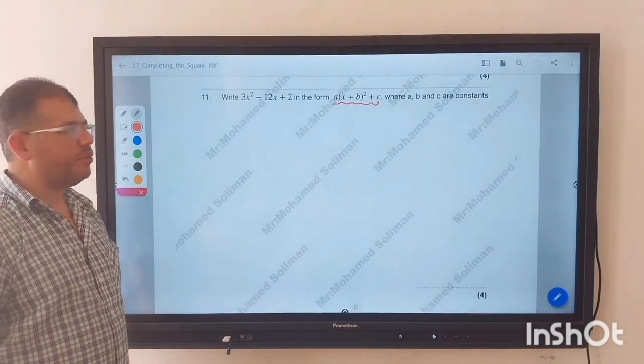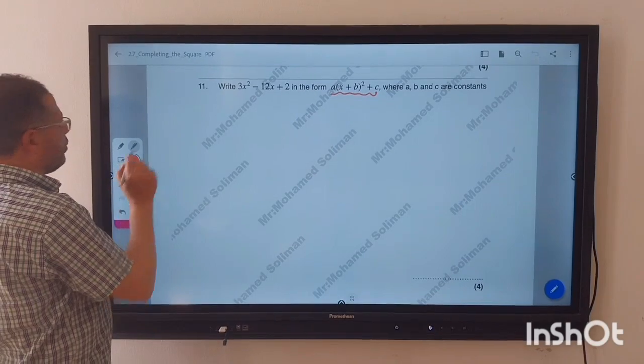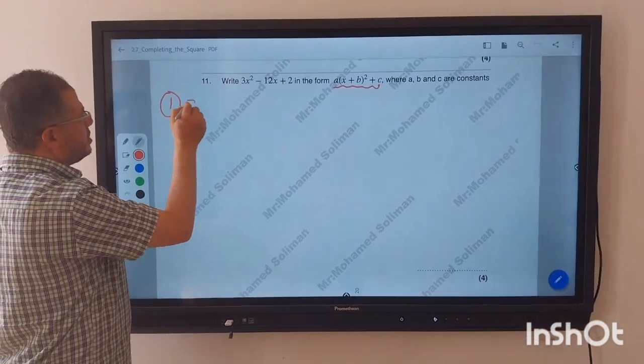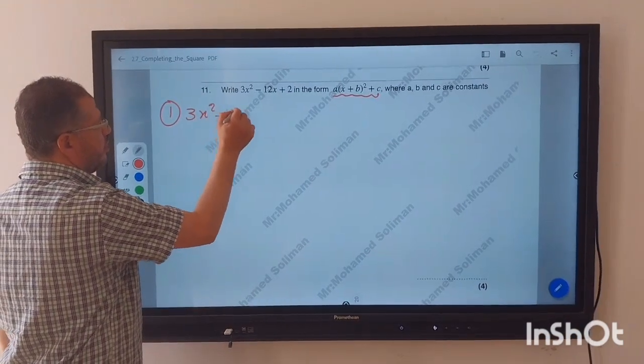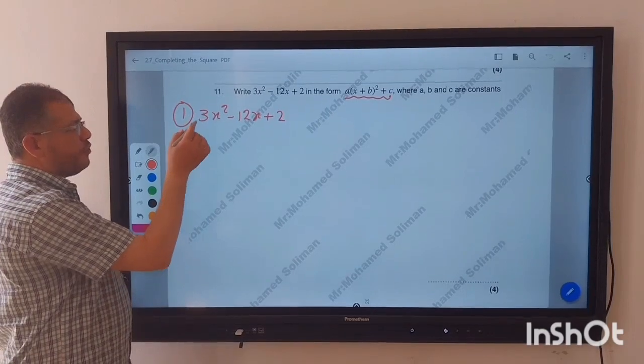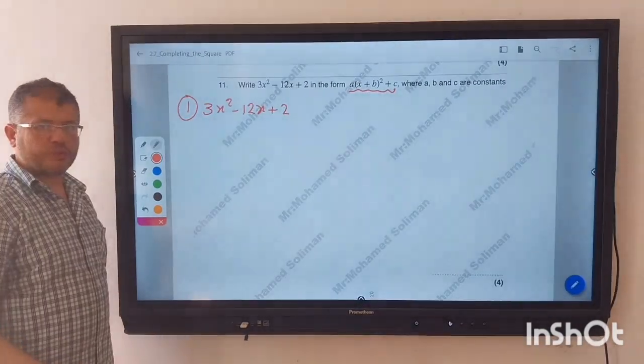What is the first step? You have to make sure about what? About the quadratic equation being written in the form that you want to work with. So here it will be 3x² minus 12x plus 2. Here I have the coefficient of x², it's more than 1. I have here 3. So what shall we do in this case?